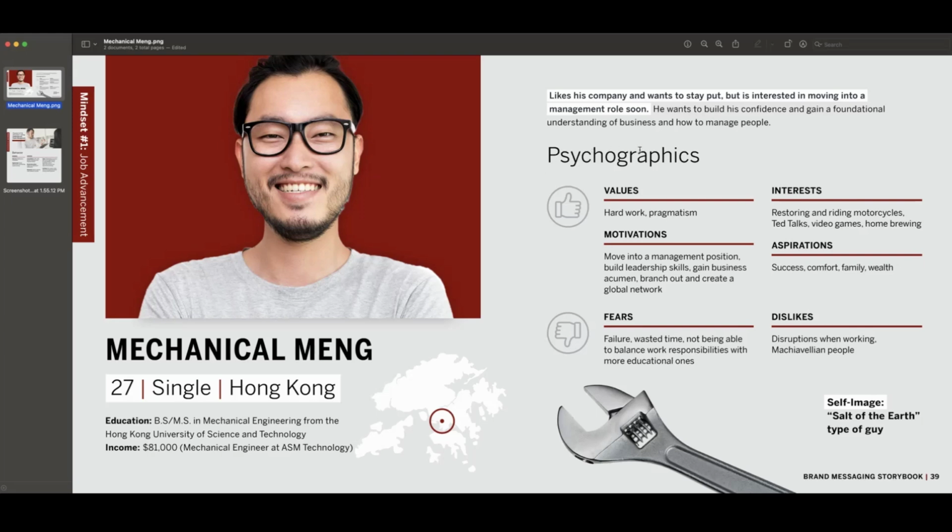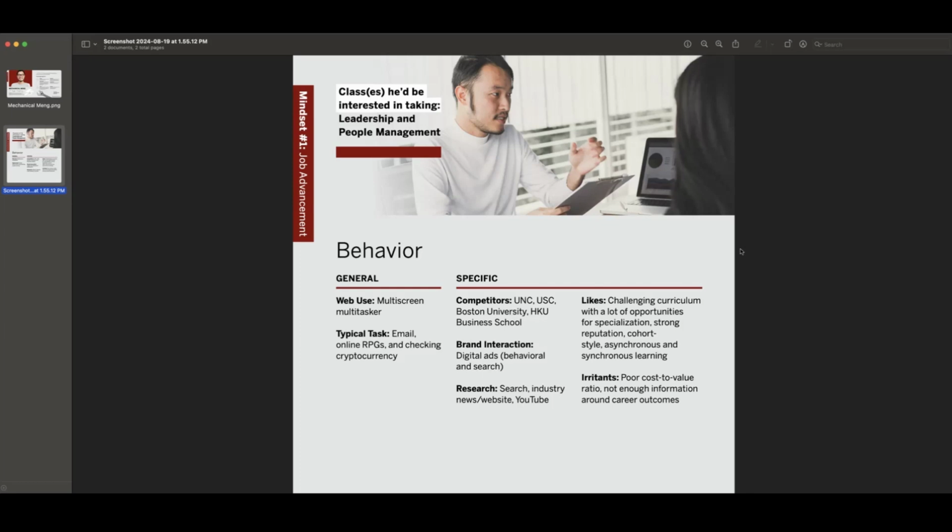We go over what's called psychographics, so what does he value? What are his interests and aspirations, dislikes and fears? That's going to give you a well-rounded idea of who he actually is. And it goes deeper than just what's going on in his mind. A student persona also needs to go into his behavior. What's his web use like? What does he typically do on the web? What competitors will he be considering when it comes to engineering programs? What are his irritants? What research does he do?